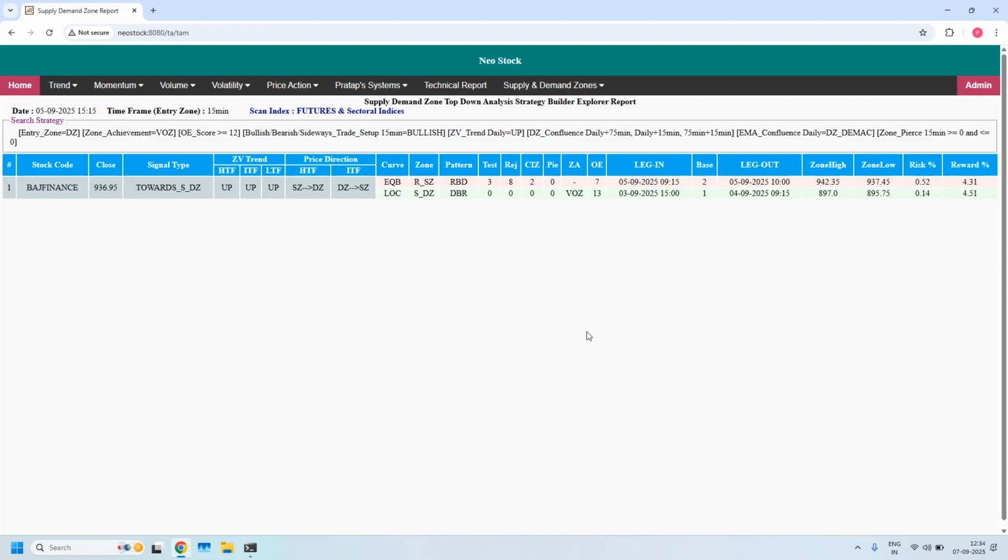So this is a bearish trade setup for daily income trade. Bullish trade setup, not bearish. Bullish trade setup for daily income trade.